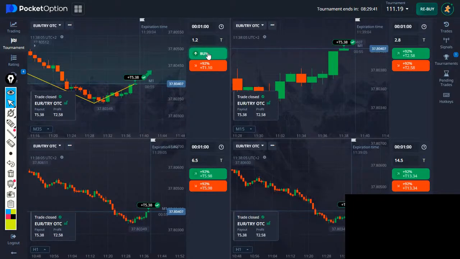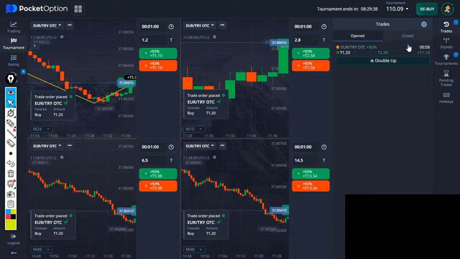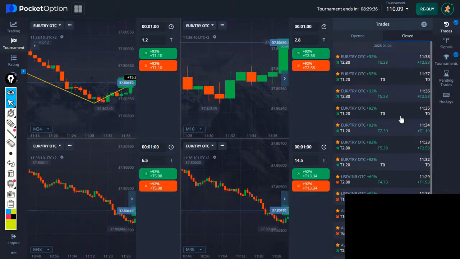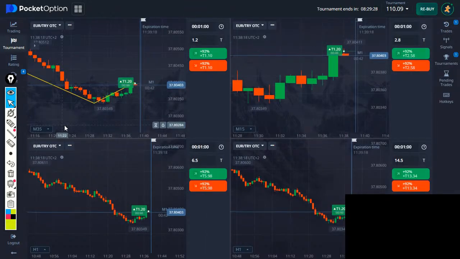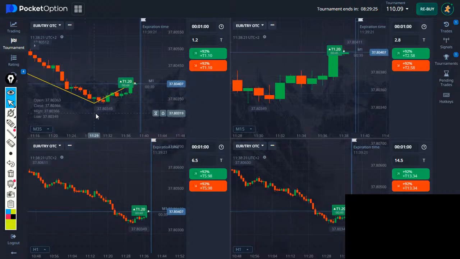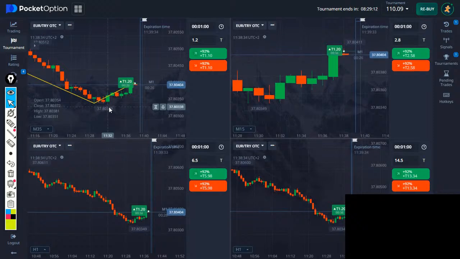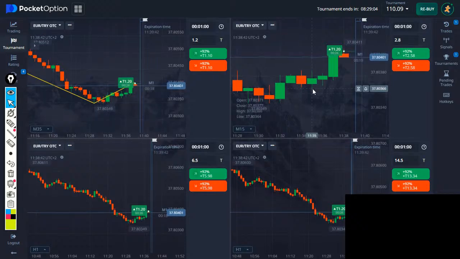Nice. Take a buy over here. So let me check. Okay, you see, you will lose, you will win. However, you will always be in profit. Whenever you win, you will be in profit. You will recover your losses plus some profit. Let's see this one. 25 seconds left.